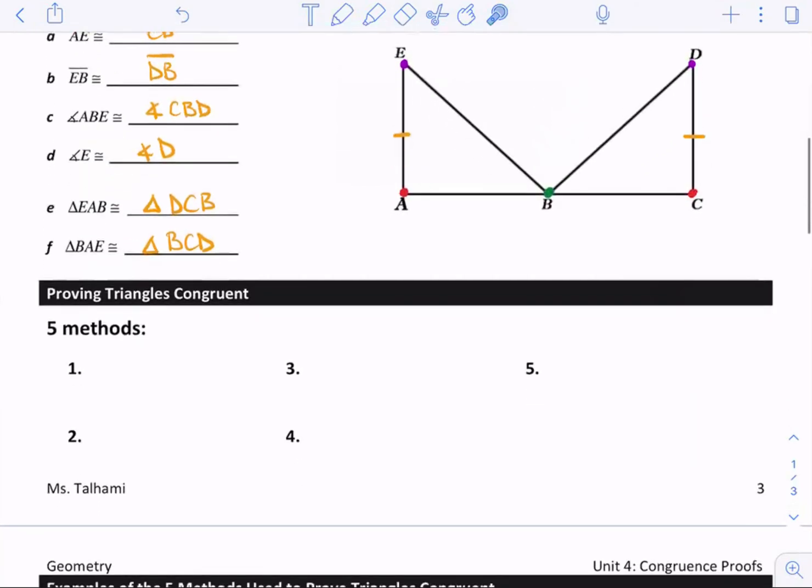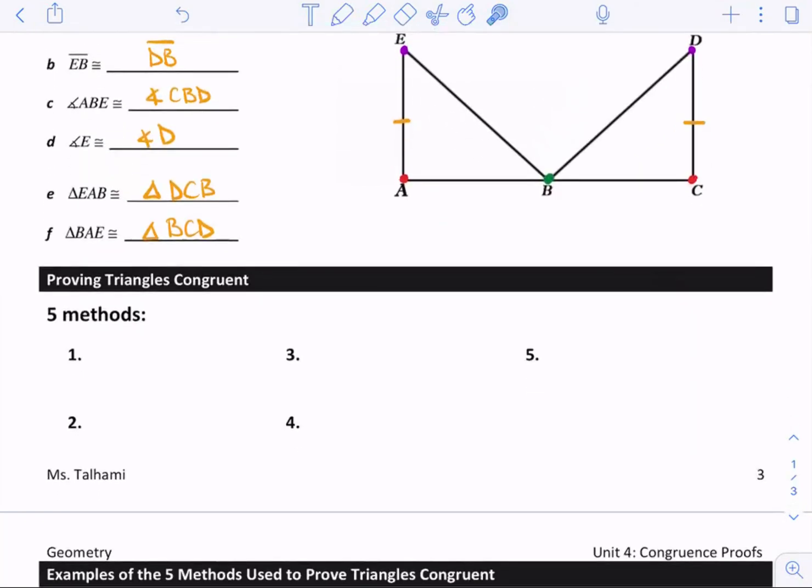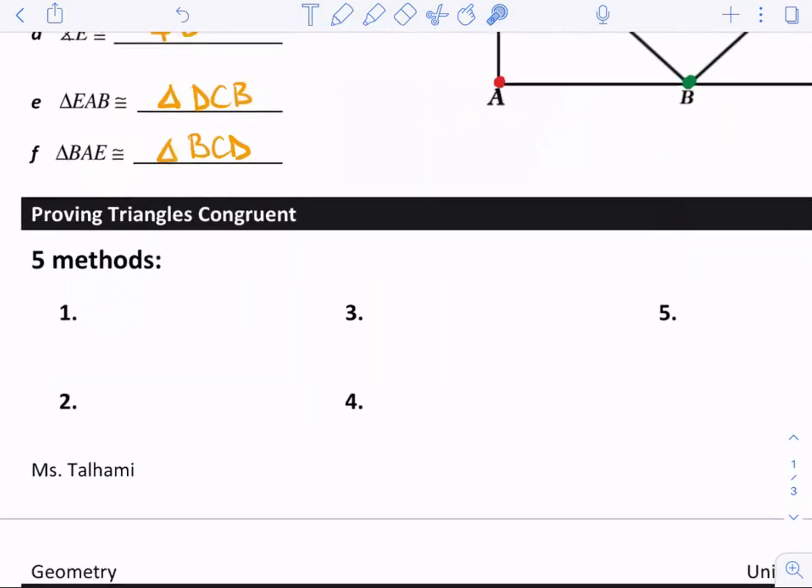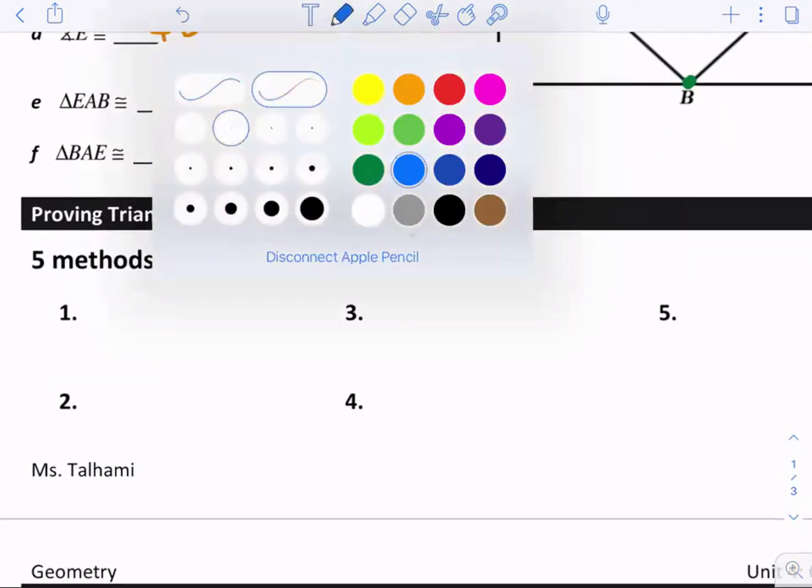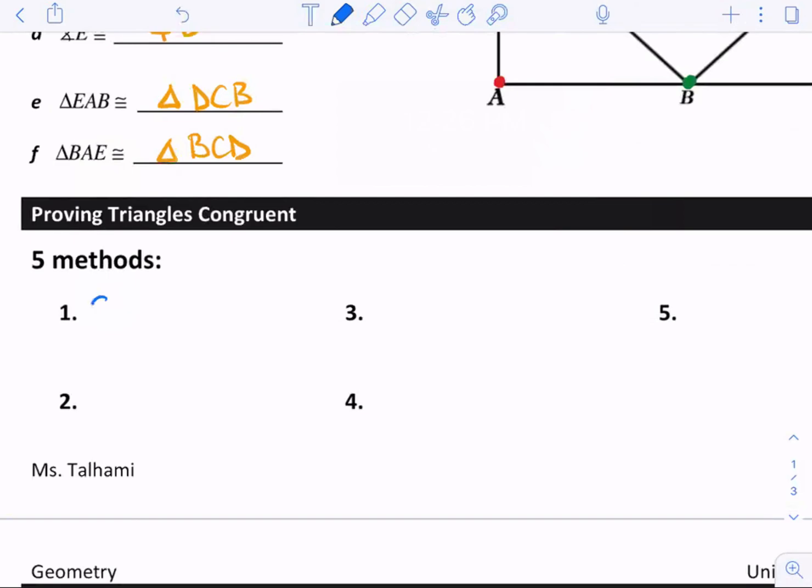So there are 5 methods to prove triangles congruent, so I'm hoping you remember them. The first one that most of you should remember is called side, side, side. But usually you don't write all of it out. You just write SSS. That means 3 sides of one triangle would be congruent to 3 sides of another. So here's what 3 sides marked would look like. That's what side, side, side would look like for both triangles.